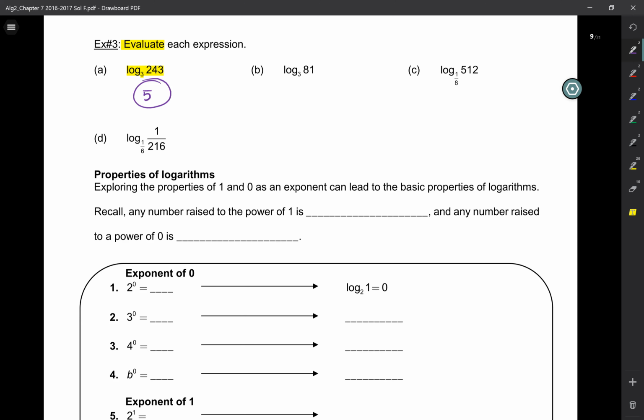We're looking for 3 to the power of what that gives you 81. What do you think? I have a 3, I have a 9, I have a 4. I need somebody of 4. Yeah, 4. Right? 3 to the power of 4.